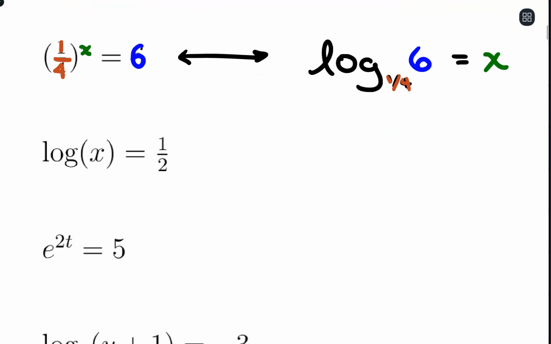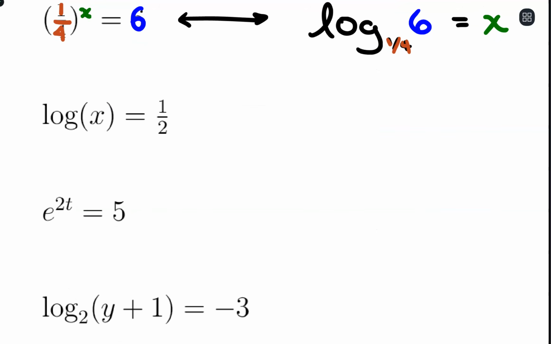All right. Hopefully you're getting the hang of these, and if you even want to pause here and try these last ones for yourself to make sure you got it, that would be good to do, but I'll keep going through these solutions. All right, log of x equals 1/2.